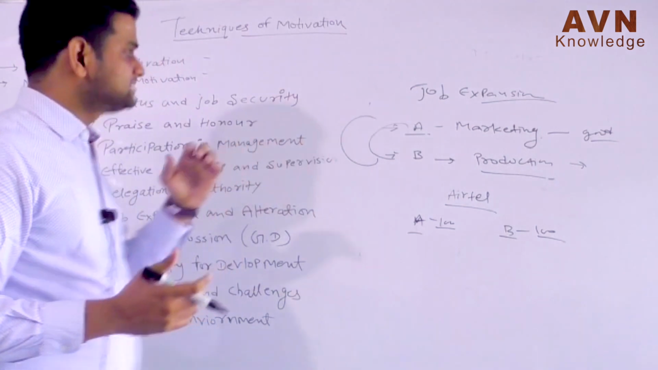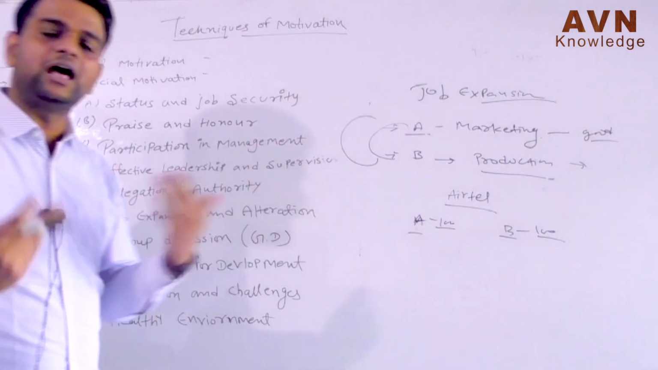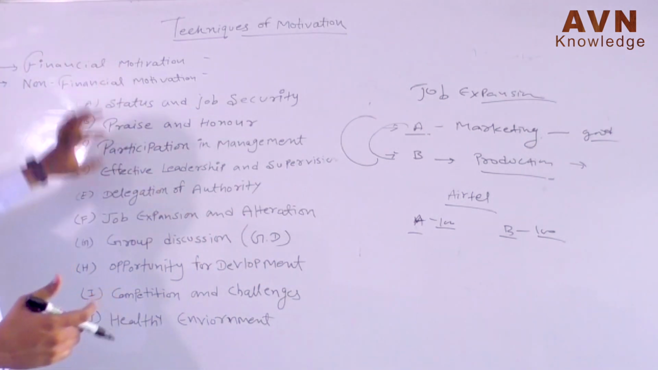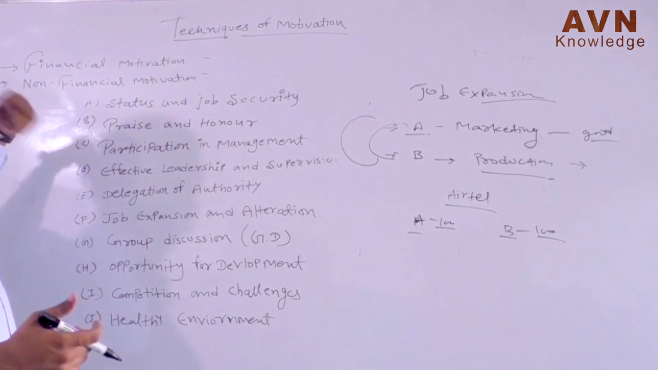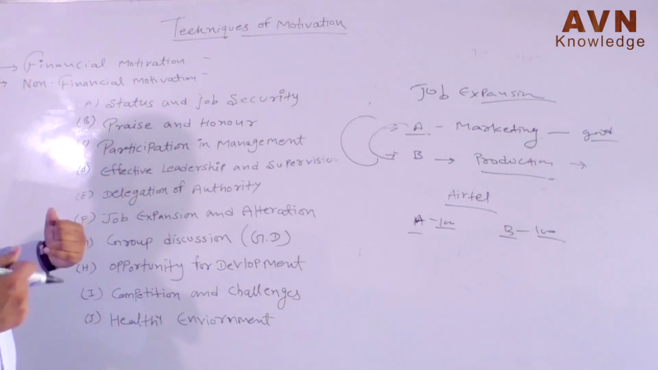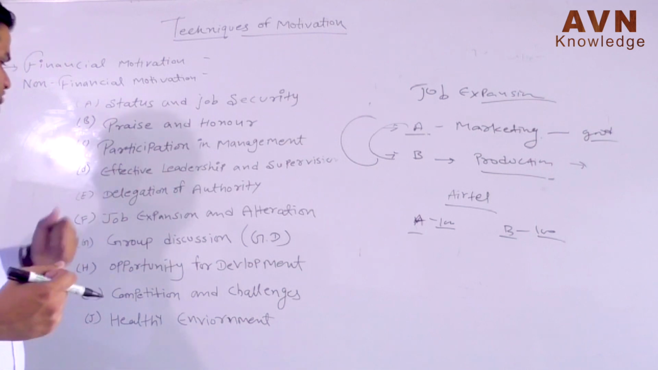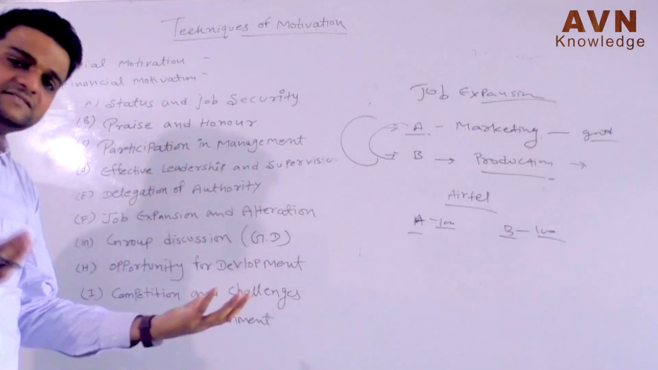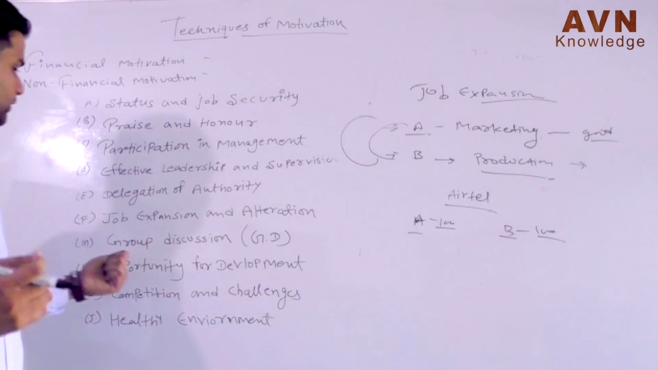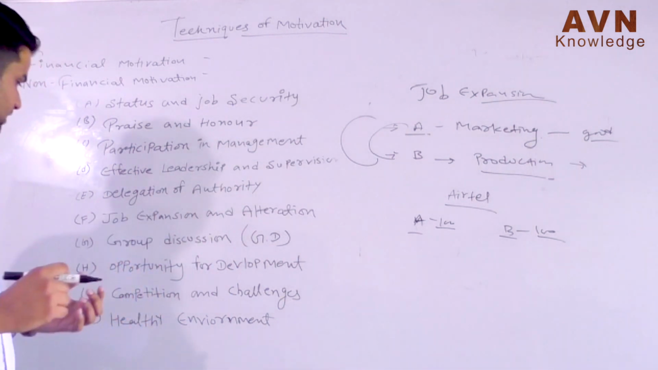So there are some ways that you can provide motivation to your employees. We talked about status and job security, praise and honor, participation in management, effective leadership, delegation of authority, and job expansion. I told you about group discussion, which is important. Group discussion is more important for an employee.